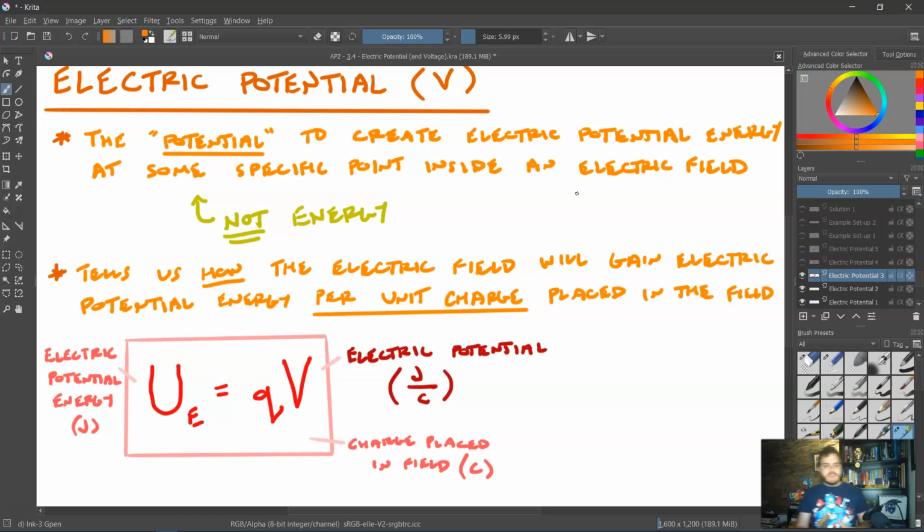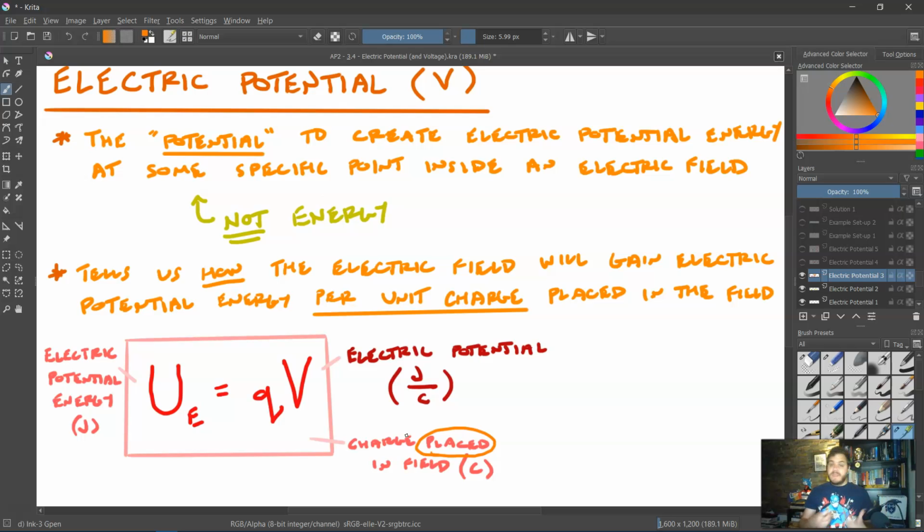So the equation, let's go ahead and say first off, the relationship between the electric potential energy and electric potential is: the electric potential energy in joules is equal to Q. This is the charge placed in the field, not the charge making the field. This is the tiny charge placed in the field. And it's multiplied by the electric potential, which is the energy per unit charge. So that would be joules per coulomb, just like electric field is newtons per coulomb.